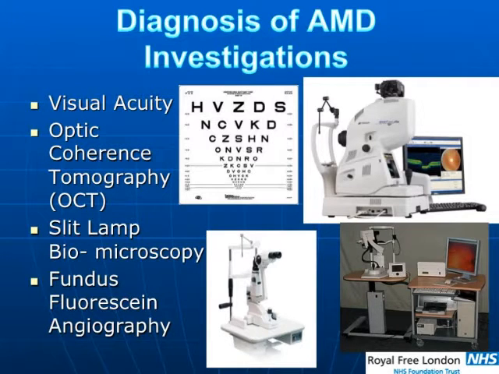Now, how do we diagnose it? Visual acuity, that's a vision chart. Then we do optical coherence tomography. That's a great word. It's actually like an ultrasound of your retinal layer in the back of the eye, and we can see if there is any thickening, how much thickening.